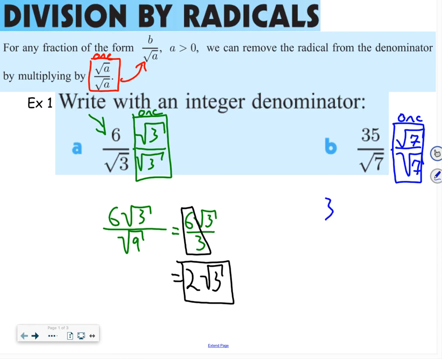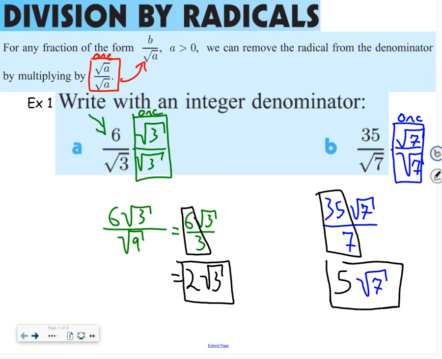So I get 35 square root of 7, and I'm going to recognize the pattern that square root of 7 times the square root of 7 is just 7. Look at my coefficients. 35 divided by 7 is going to simplify. 35 divided by 7 is 5. And then I have square root of 7. So that's my final answer there. Let's look at another example here.